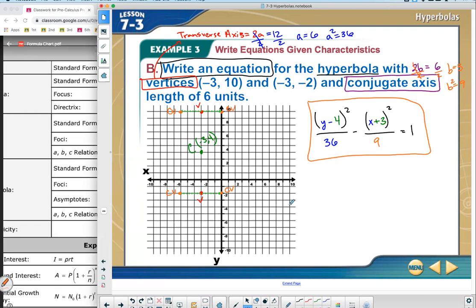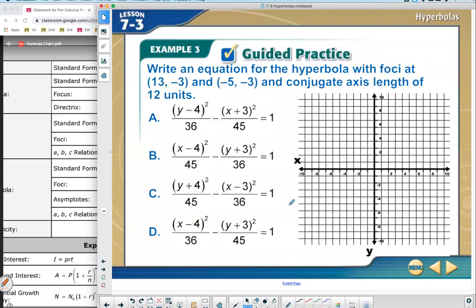All right. Let's take a look now at DOL number 3. I would like you to write an equation for a hyperbola given these foci and this conjugate axis. Please, please, please just try to graph this on your own. If you just plot the graph and use the vocabulary listed here, you want to be able to solve the problem pretty quickly.